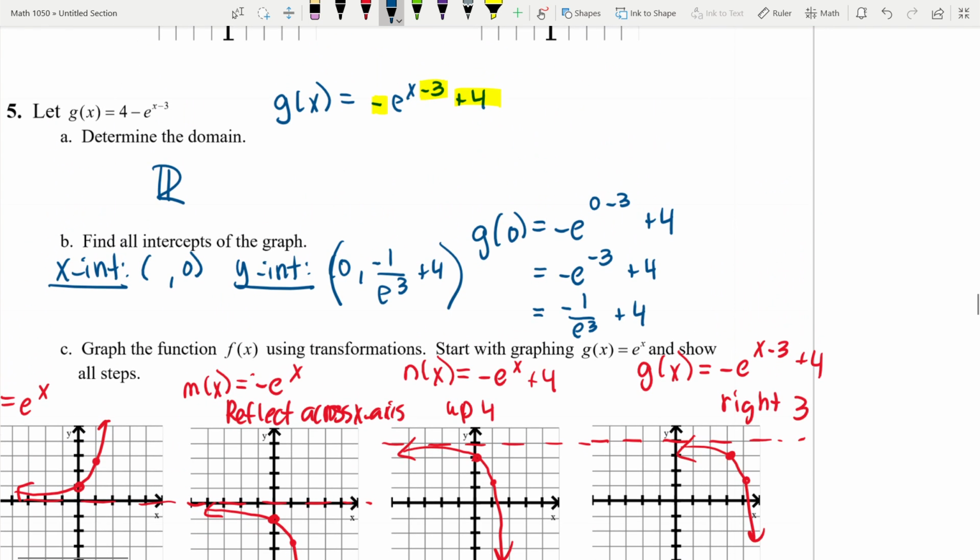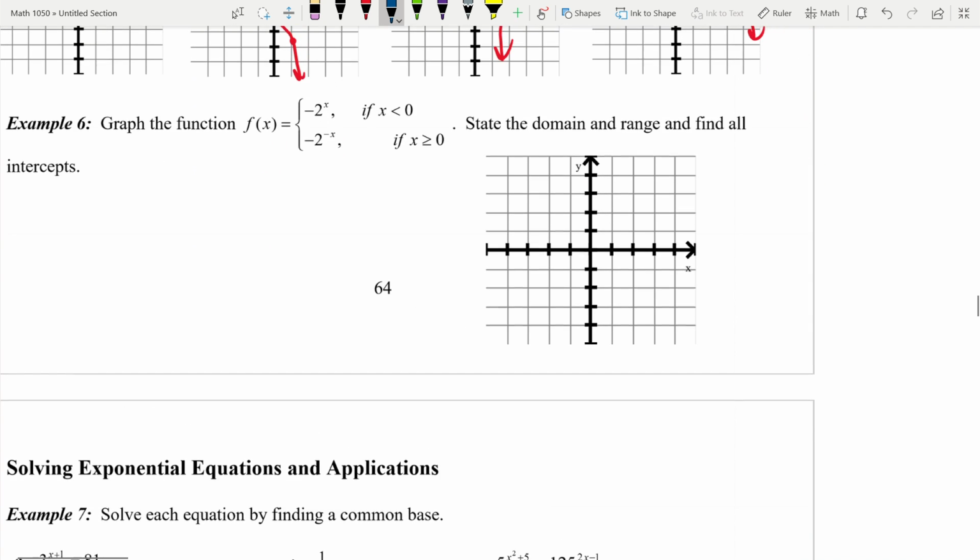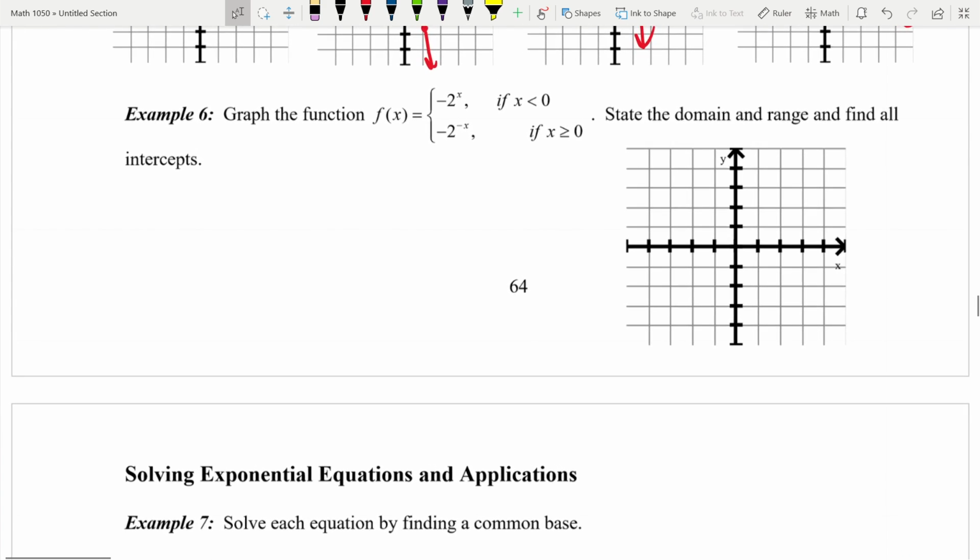Okay, this one's let y be 0. I'm going to skip it, because it involves a conversion, which we have not done yet, so I'm skipping it. Okay? Okay, question 6. Graph the function.